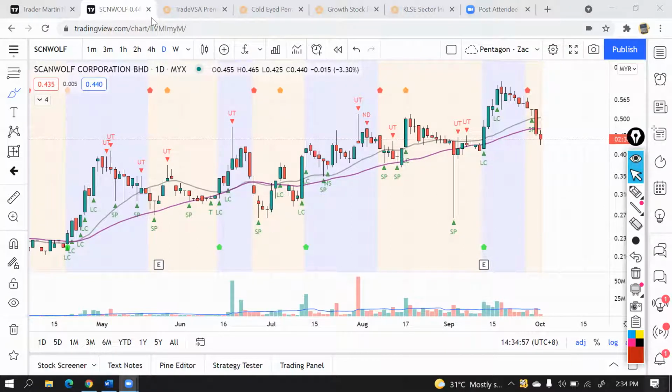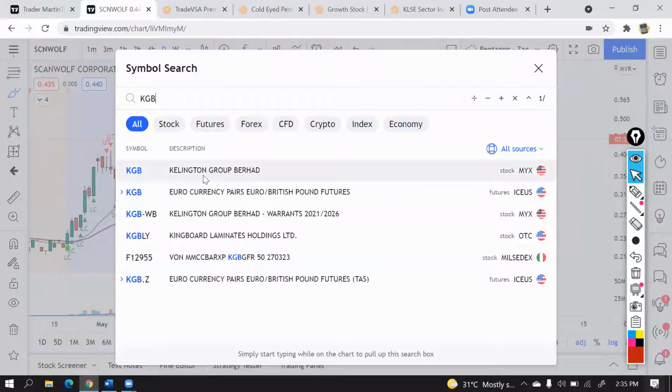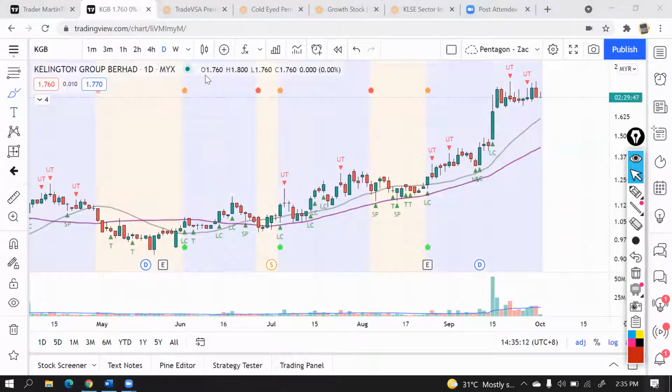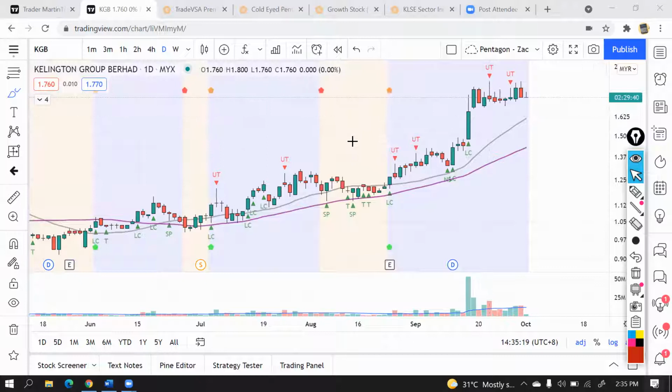Just want to ask about KGB. The price has not dropped below the first UT on 22nd September. Probably we'll look into KGB and close for today's session. This bar seems to be holding well, a wide spread up bar with above average volume. Is this a sign of trend, or a hidden distribution on 15 September, somewhere around here?